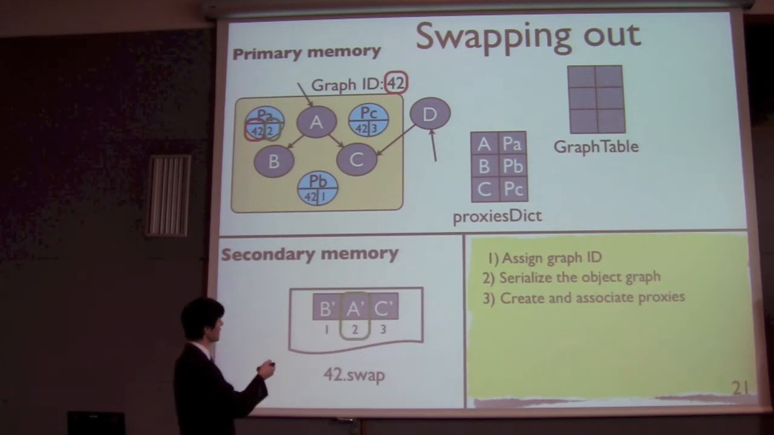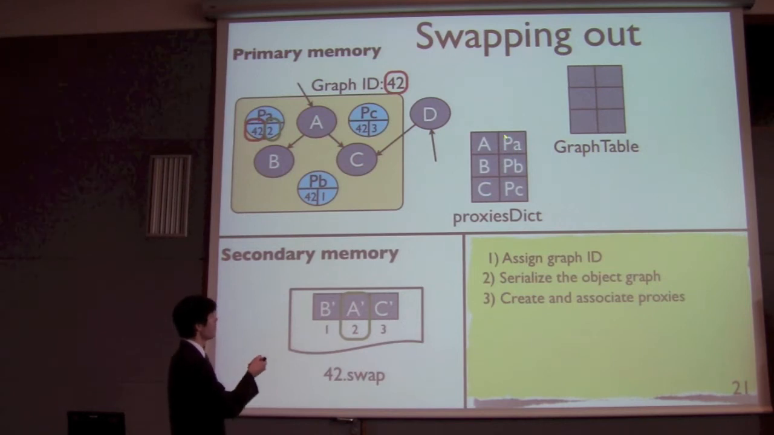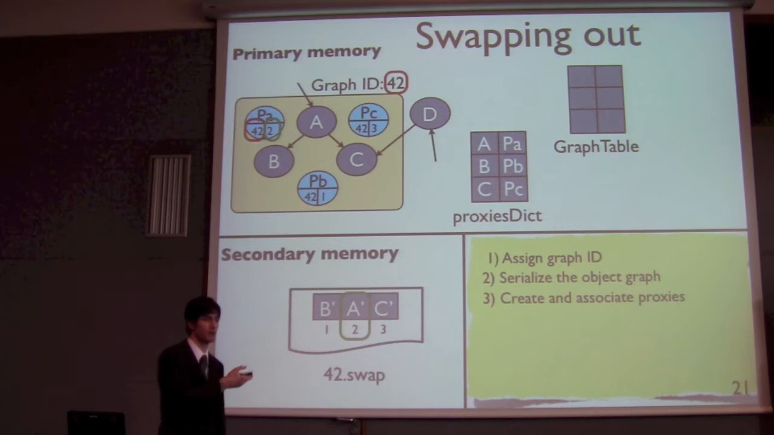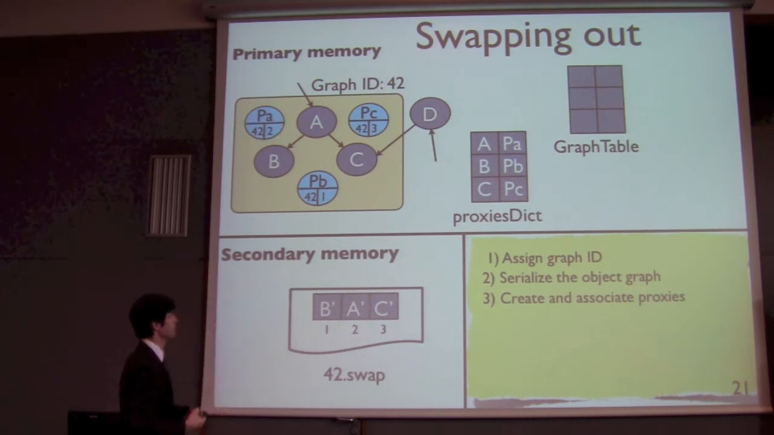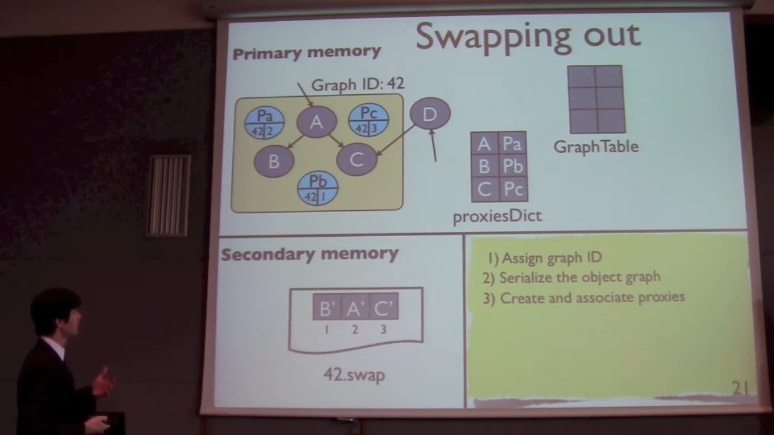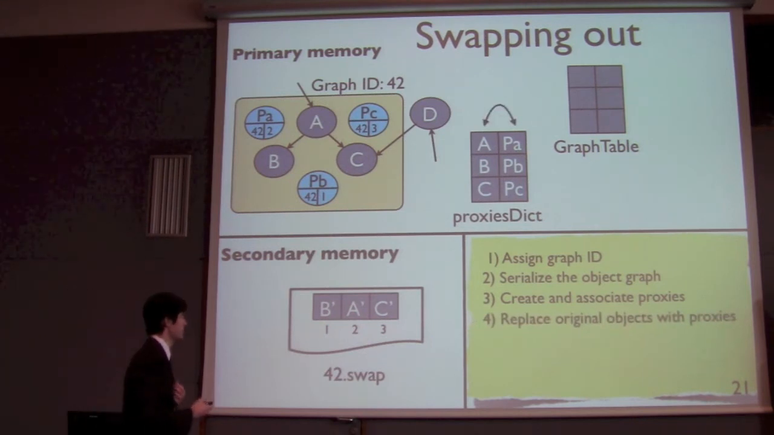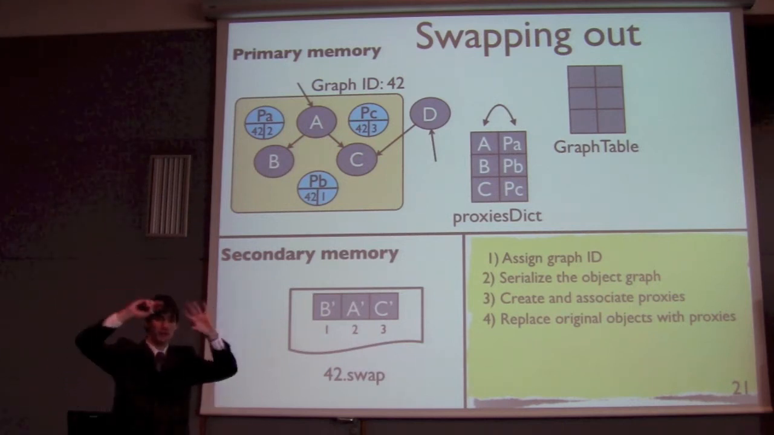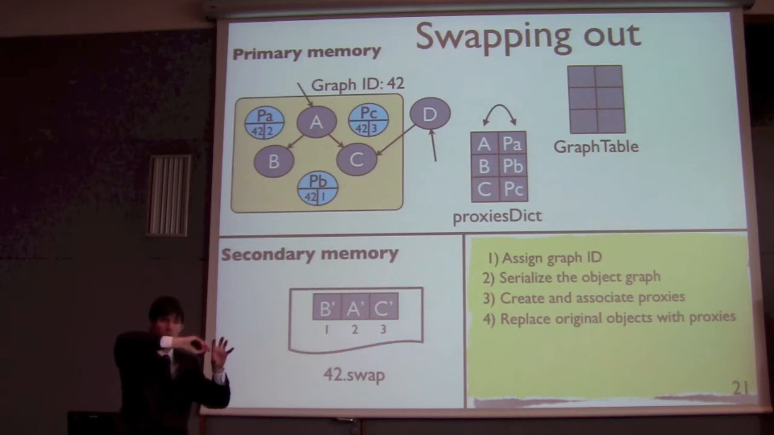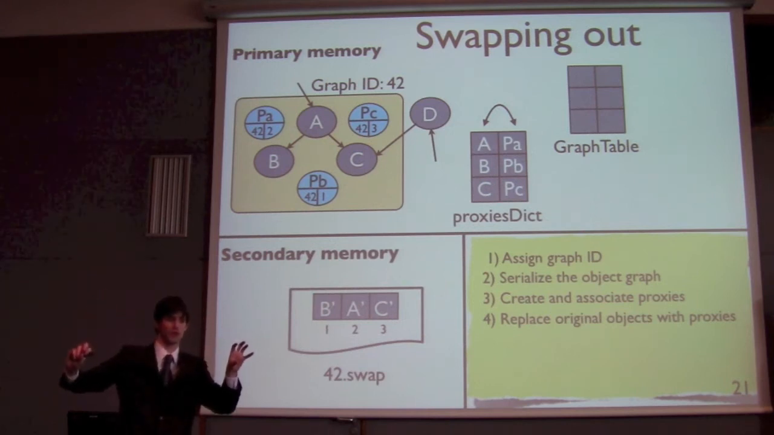Okay? And finally, we create a temporal table where we say, okay, A, you will need to be replaced later by PA, and B by PB, etc. Now, the next step is to actually replace those original objects with proxies. So we will update all references in the system that point to an object to instead point to its associated proxy.